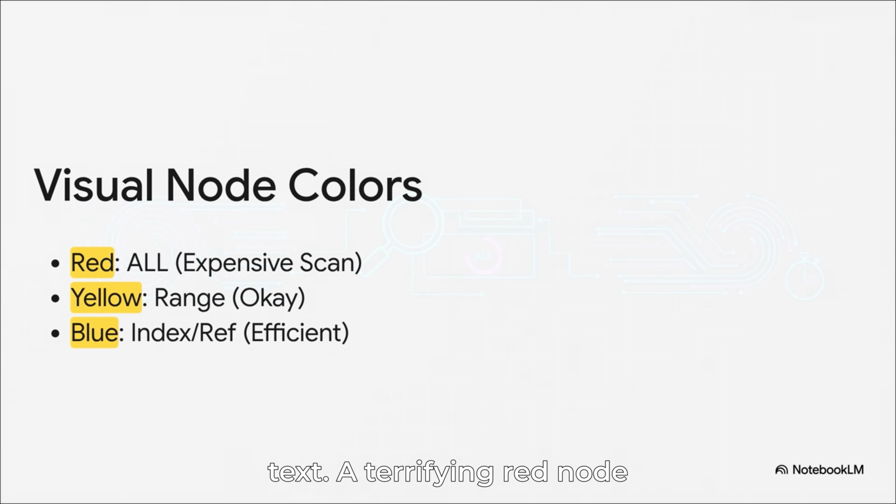A terrifying red node instantly means you've got an expensive all scan. Yellow means range, which is usually okay. But what you really want to see are those comforting green or blue nodes. Those indicate highly efficient index lookups.